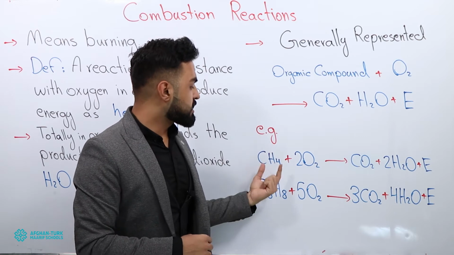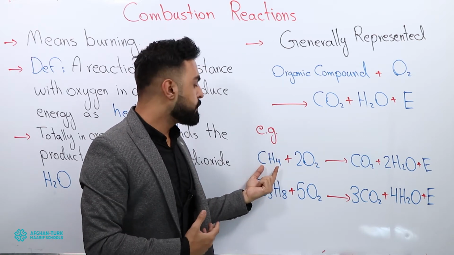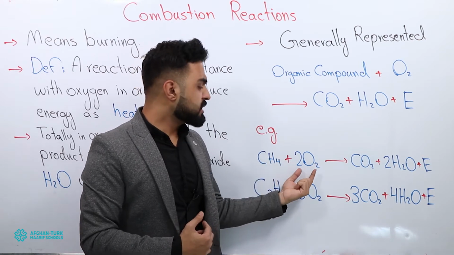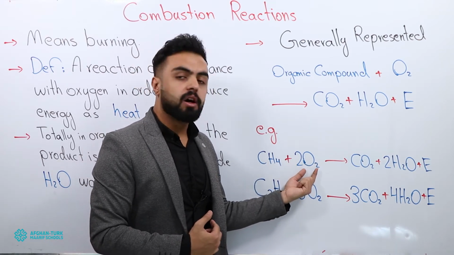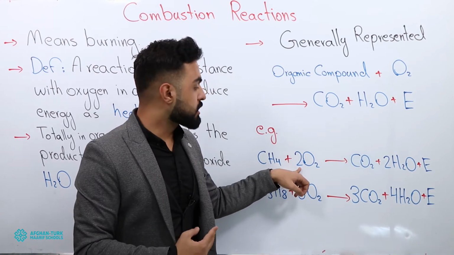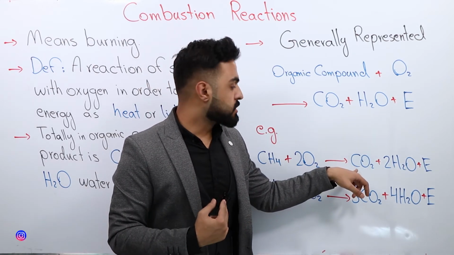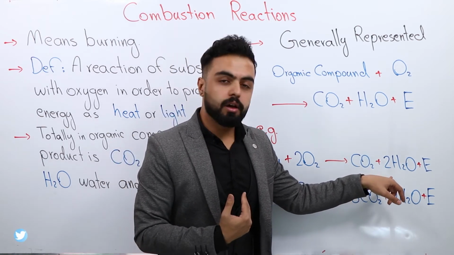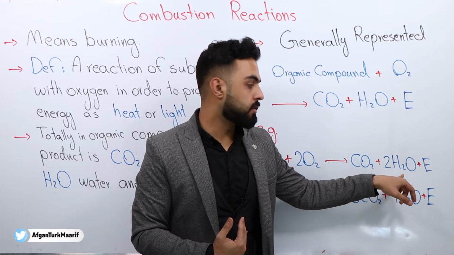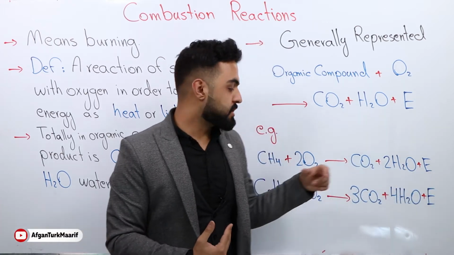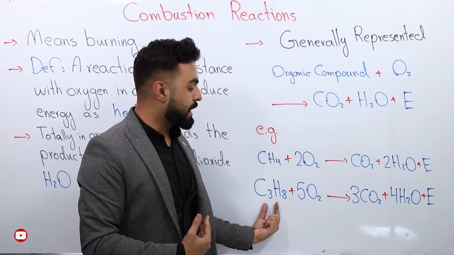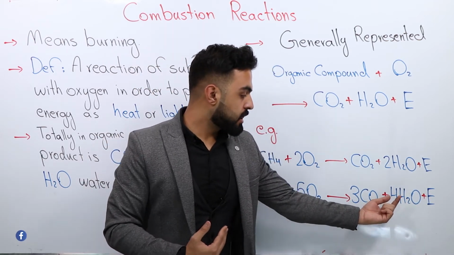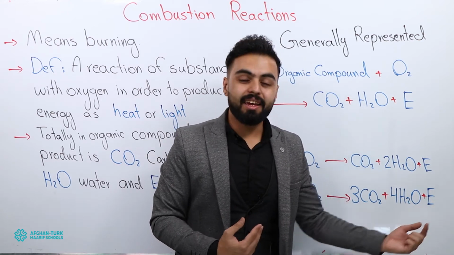So here are two examples. The first one is CH4, methane, which reacts with oxygen. We need two molecules of oxygen here, and it will produce one molecule of carbon dioxide and two molecules of water and an amount of energy. Also here, another organic compound, 5 oxygens, carbon dioxide, water, and energy.